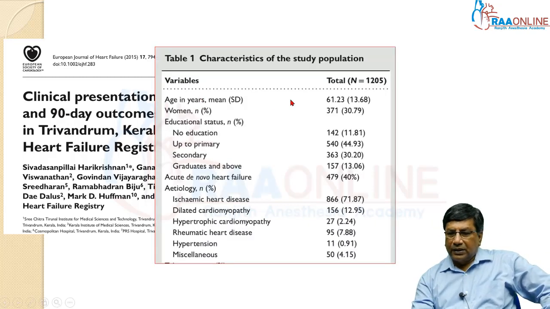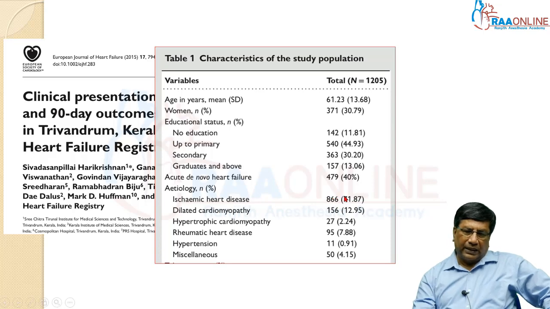As you can see, the mean age of heart failure patients is likely to be 61, and one third are women. Looking at acute onset, first heart failure is 40%. The most common etiology for heart failure today in India is ischemic heart disease, followed by dilated cardiomyopathy, and of course rheumatic heart disease is the next, and also hypertension, 11% miscellaneous. So, the most common cause of heart failure today in India is ischemic heart disease.